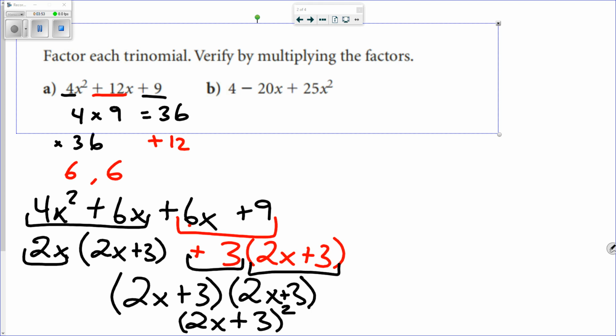And that's why they considered this one a special polynomial, right? We didn't do anything different, right? We factored by decomposition. We got a correct answer. It just happened to be that those two factors are the same. Same sort of idea for part B. I'll leave that one for you to look at on your own.